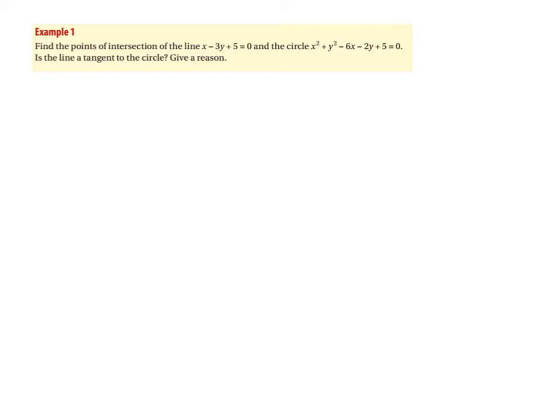What we have here is equation 1, x minus 3y plus 5 is equal to 0, and equation 2, x squared plus y squared minus 6x minus 2y plus 5 is equal to 0. We have two equations and two unknowns, the x's and the y's, so this is a pair of simultaneous equations, of the linear and non-linear type. The first thing is to work out which one is linear, and it's the top one. This is the linear equation, and this is the non-linear because it's a circle.